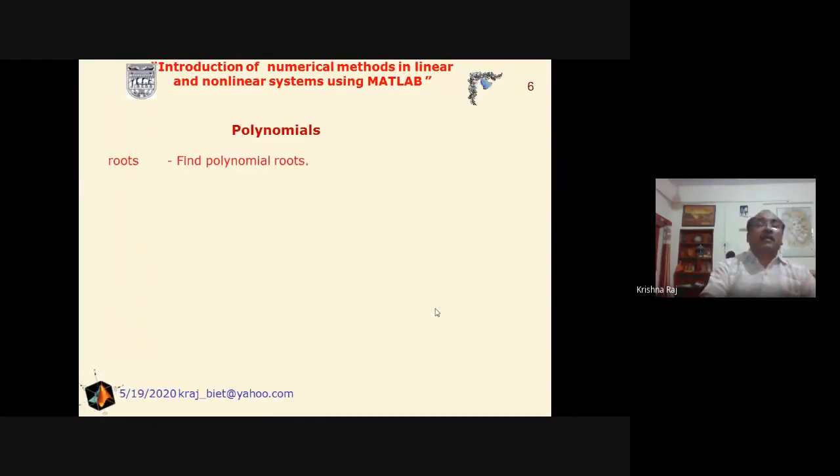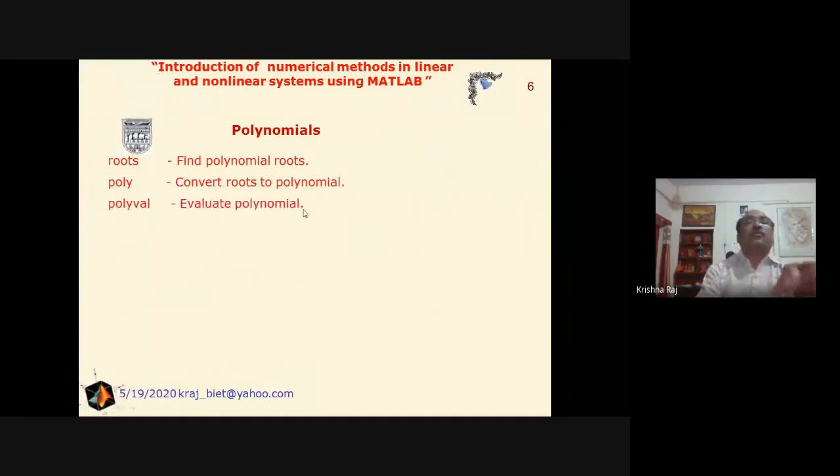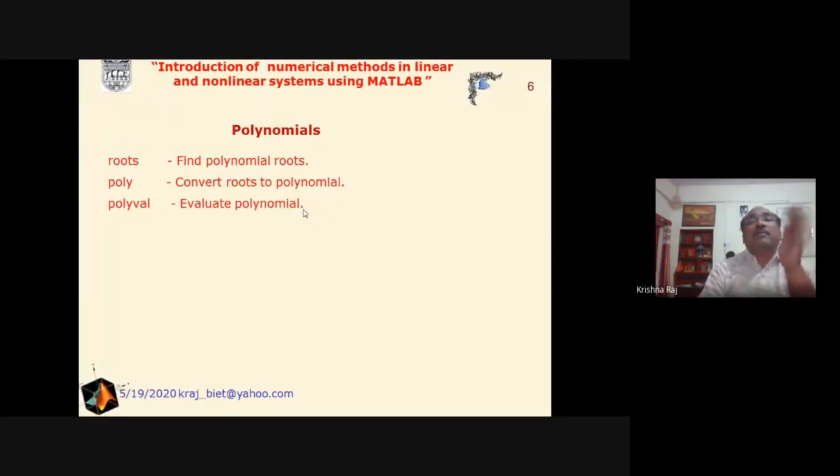Again, if we describe other commands related to polynomials, then roots is the first which we have discussed. If we write poly, it converts roots to the polynomial. From roots, how will we achieve the polynomial? In the previous slide, we discussed that a polynomial is described by its coefficients.